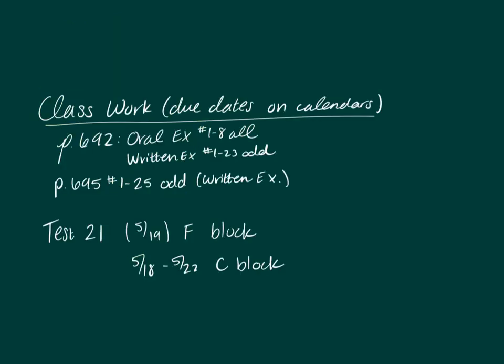And that's the end of the video, okay? So classwork, due dates on calendar is page 692, the oral exercises 1 through 8 all, and the written exercises 1 through 23 odd. If you want to double check some of your answers, for the finite ones, so for oral, you can plug it into your calculator and make sure you got the right answer, but you need to be able to do it without a calculator for the test. And page 695, numbers 1 through 25 odd on the written exercises.